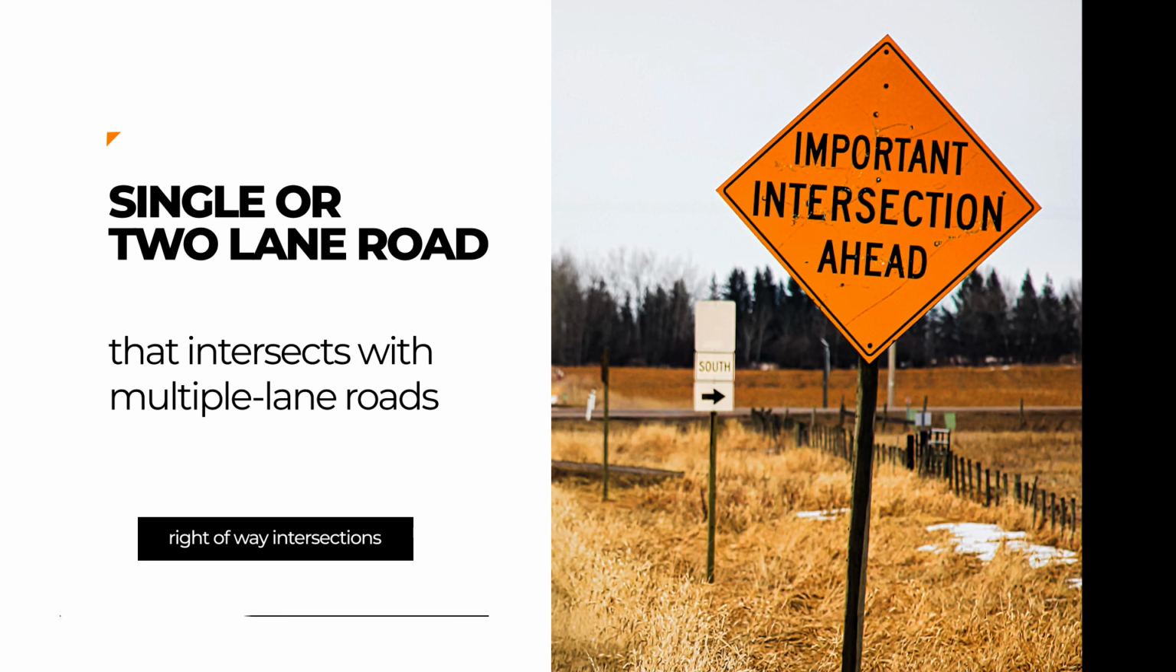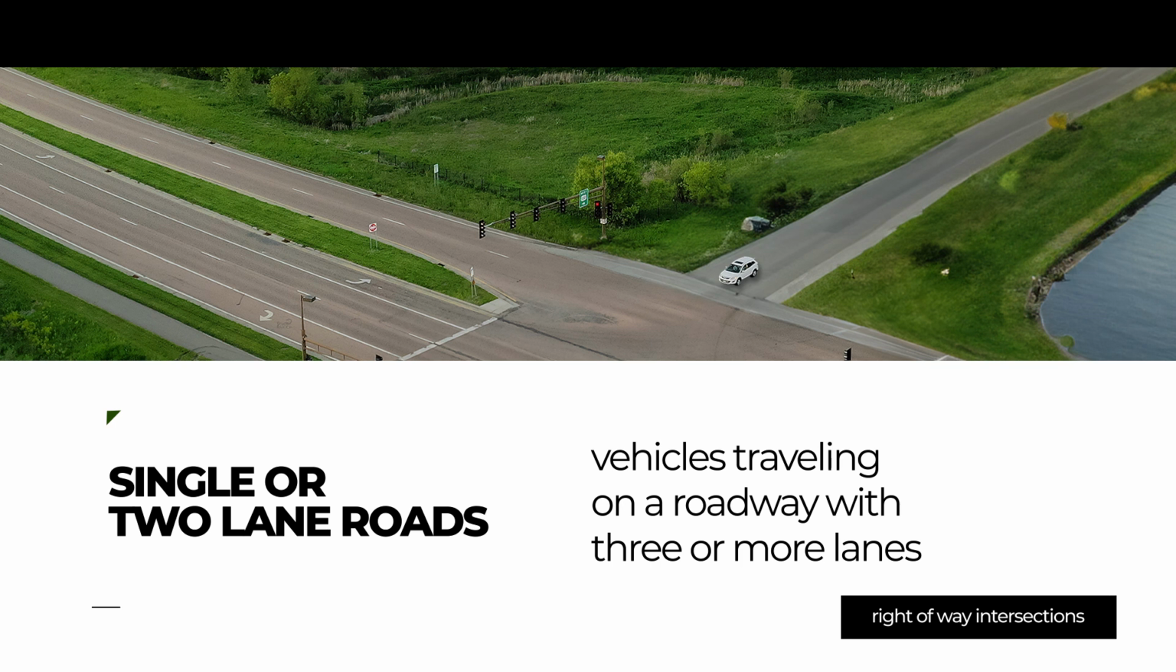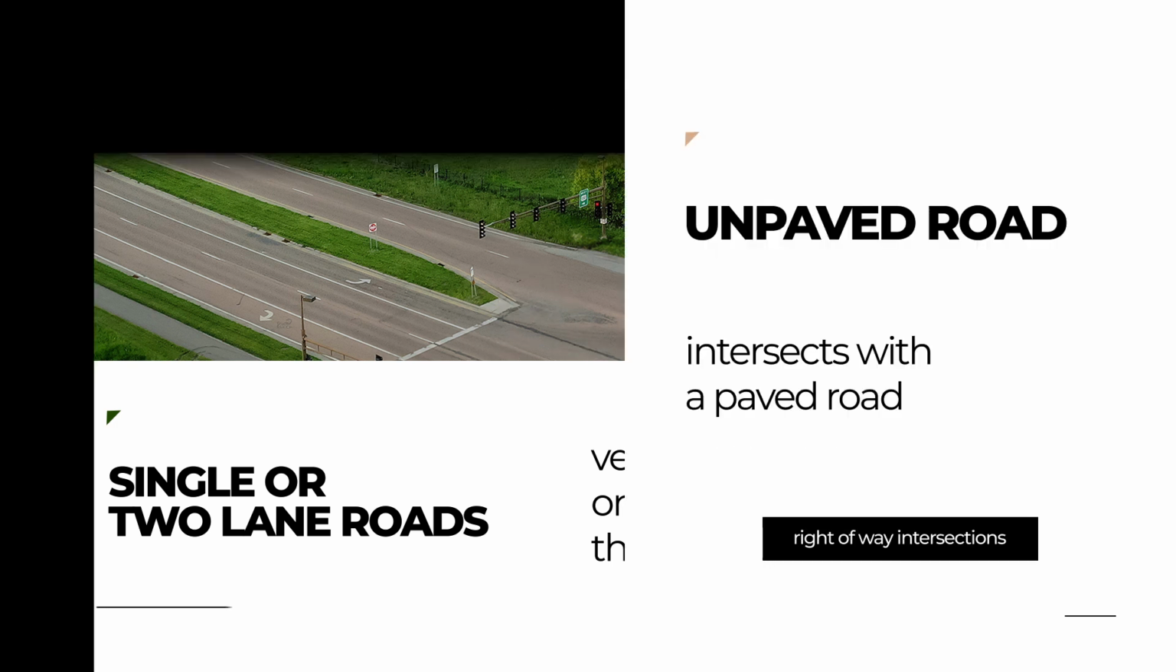Next, we have a single or two-lane road that intersects with a multiple-lane road. Now, when you're driving on a single or two-lane road, you must yield to vehicles who are traveling on the divided street or roadway and vehicles who are traveling on the roadway with 3 or more lanes, which means that motorists traveling on the 1 or 2-lane road must always yield the right-of-way to motorists who are traveling on the multi-lane road when these roads intersect.